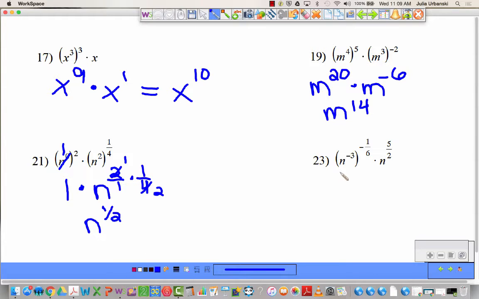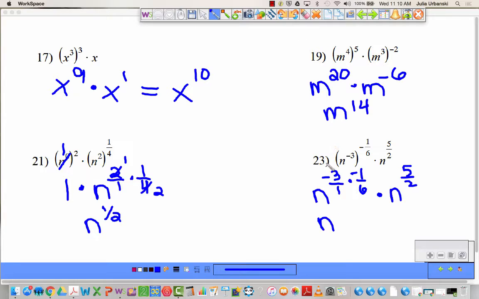The last one, n to the -3/1 times -1/6. And then we have times n to the 5/2. 3 and then 6. What does it become? 1/2. Good. Okay, some of you are cross-canceling. Some of you are making it 3/6 and then reducing. It comes to 1/2. And don't forget, a negative times a negative is positive. So now we don't have to worry about negatives anymore. Times n to the 5/2.